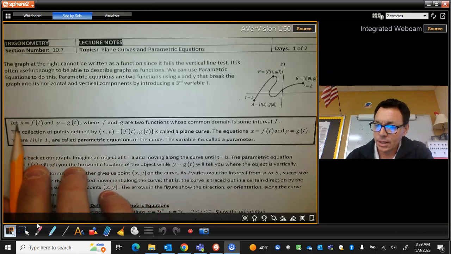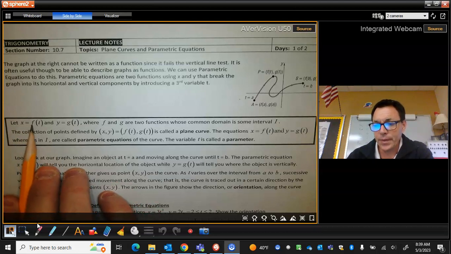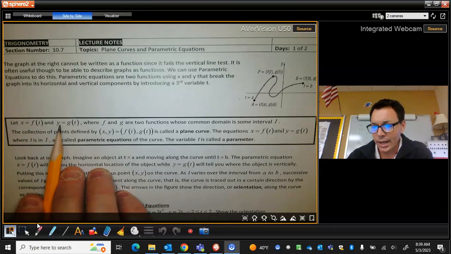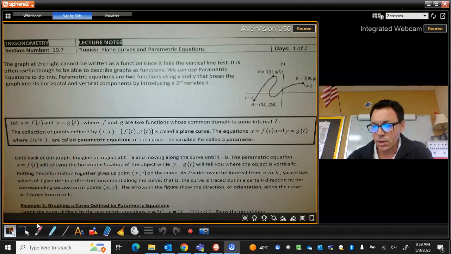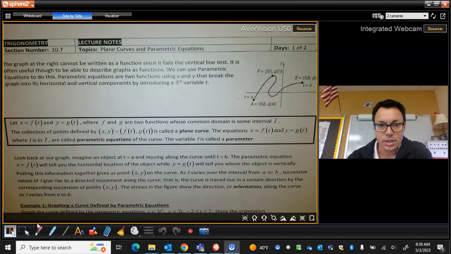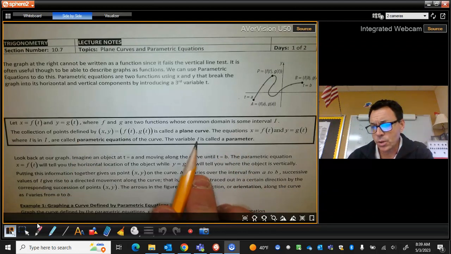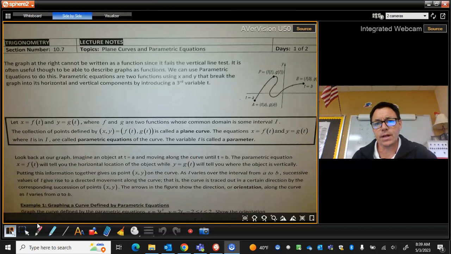So down here, if we let x equal f of t and y equal g of t, these two functions are called parametric equations. The t is called the parameter, and that's what we're going to plug into each of these to figure out where our graph is both horizontally and vertically.